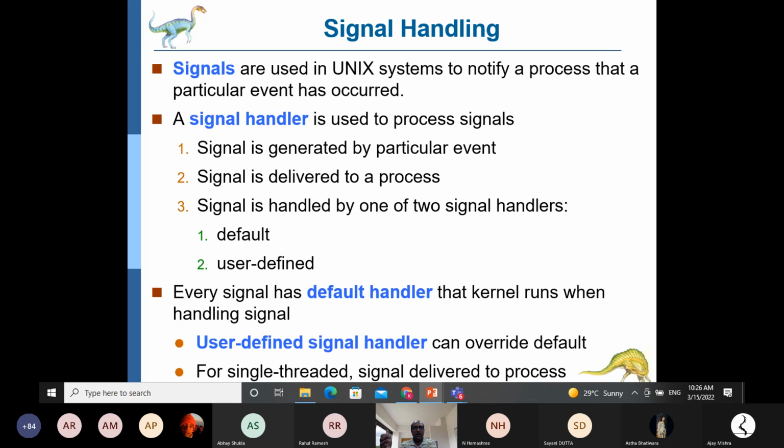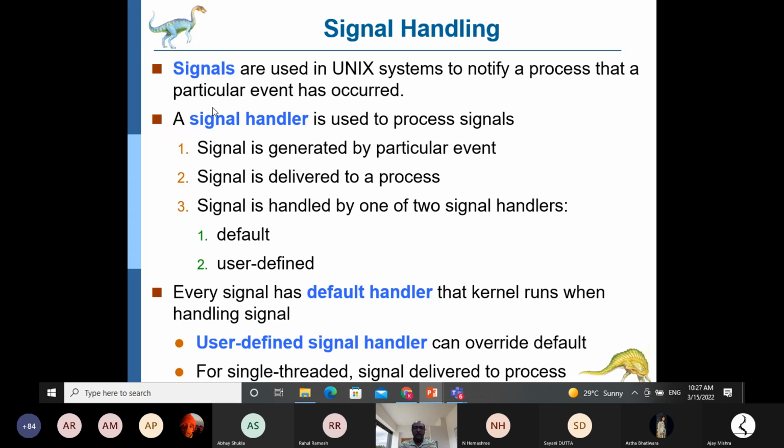If the process has a specific signal handler, then that signal handler will be executed, and the appropriate action can be taken. Suppose a specific signal handler is not defined for a process. In that case, the operating system will take over. That means the operating system will make use of a default signal handler, and then it will run, and the appropriate action will be taken.